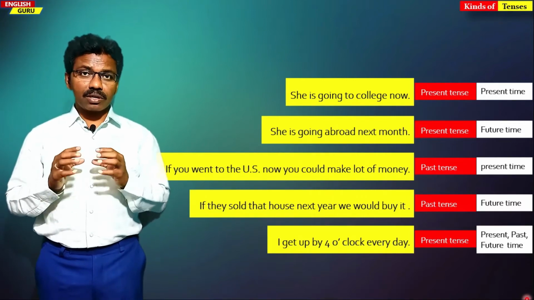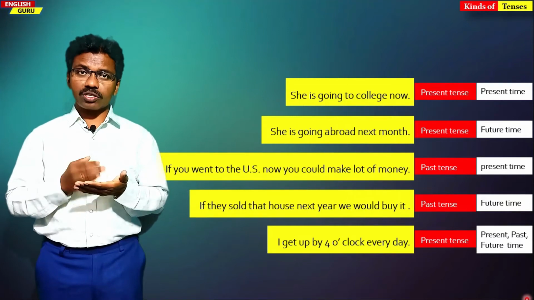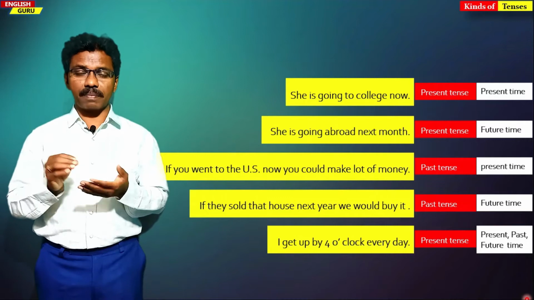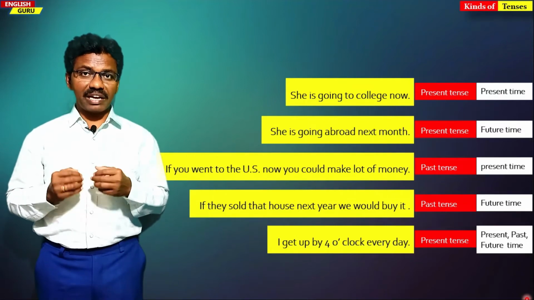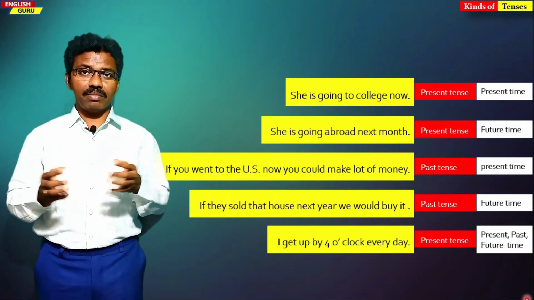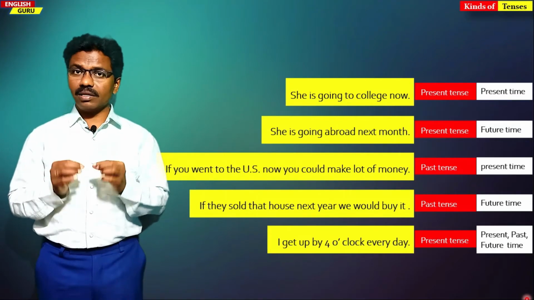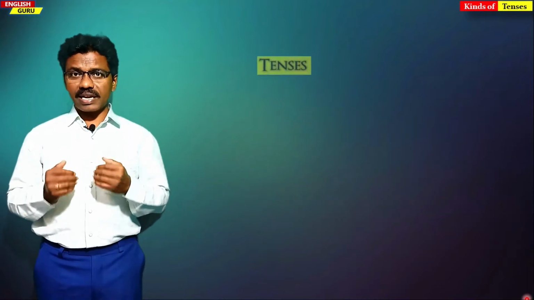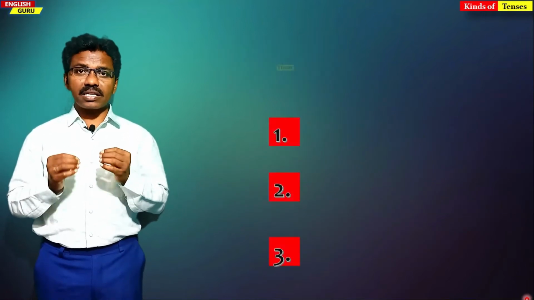So we cannot come to a conclusion that present tense talks about only present time, past talks about only past time. No, that is not right. We have to understand the form of a verb and the time, then only we can understand the tense in a proper manner. So when it comes to English language, there are three tenses.